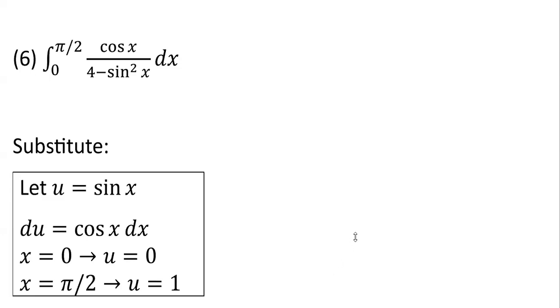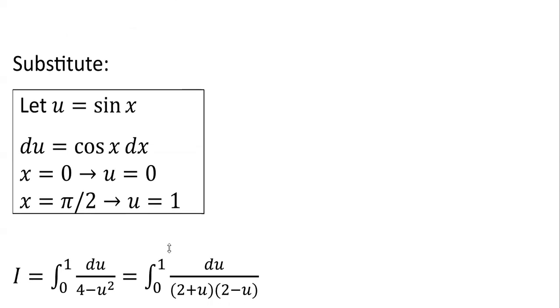So when I see this integral, right away I see that I can make a substitution. u is sine x, du is cosine x dx. Maybe that will make things a little nicer. And then because this is a definite integral, we have to change the limits of integration as well. Okay, so I get the integral from 0 to 1 of du over 4 minus u squared.